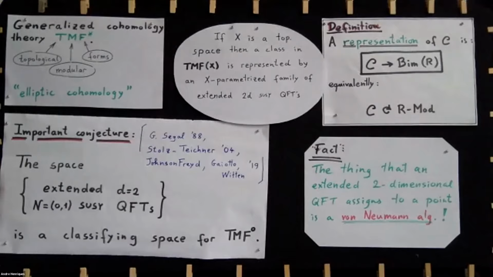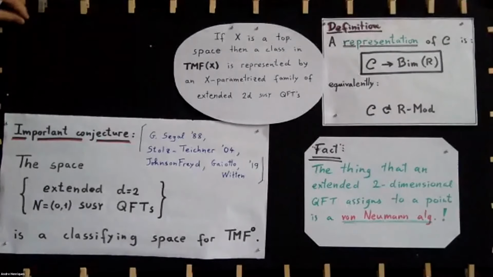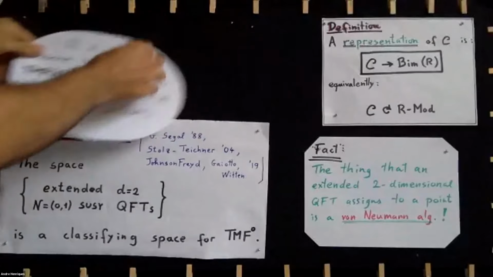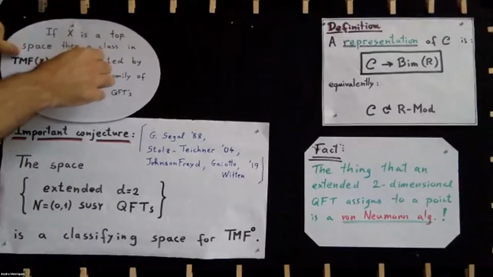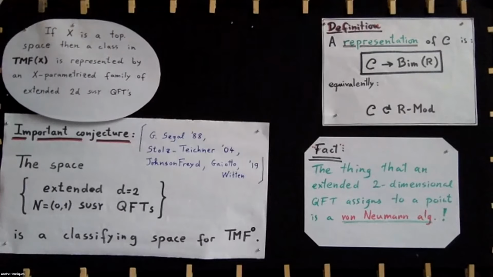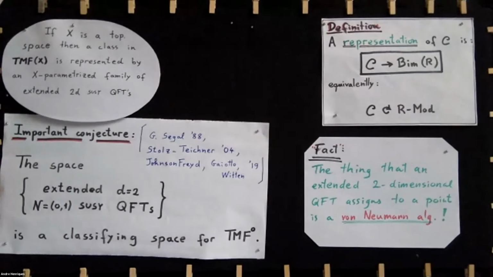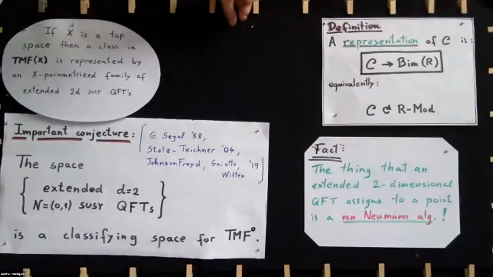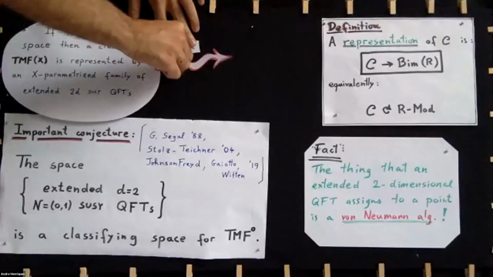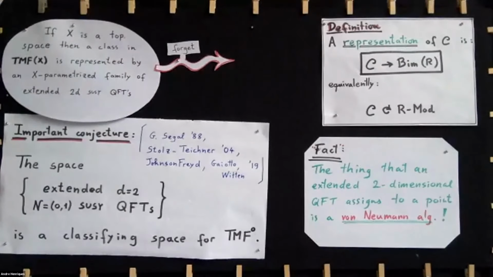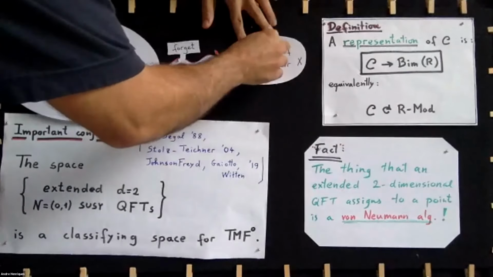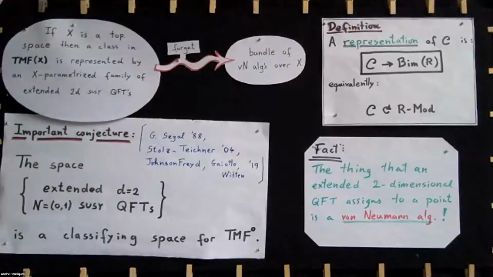Using that, here's one thing we can do. Suppose that I have such a family. One of the things you can do is to just forget everything and only remember what you assign to points. So this is a drastic forgetful operation, but it's one that I want to do nevertheless. And so what I'm telling you is that a toy version of TMF of X is bundles of von Neumann algebras over X.